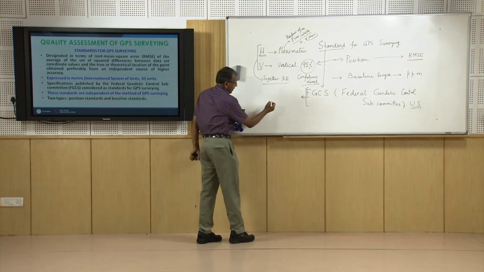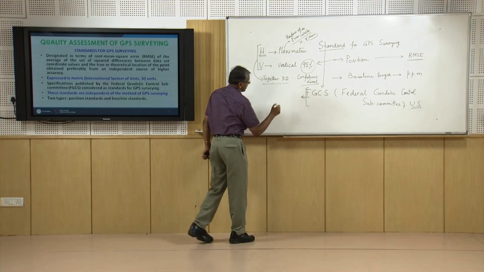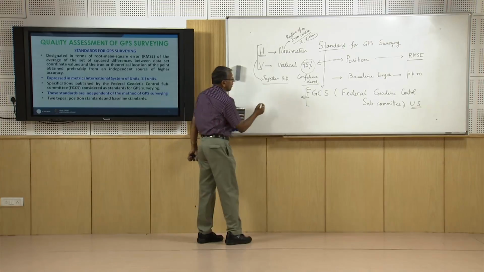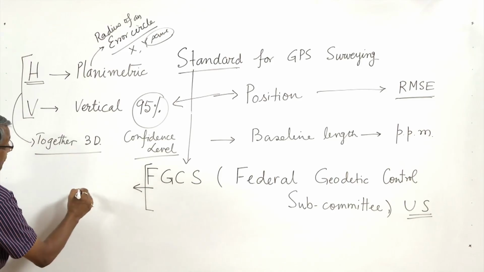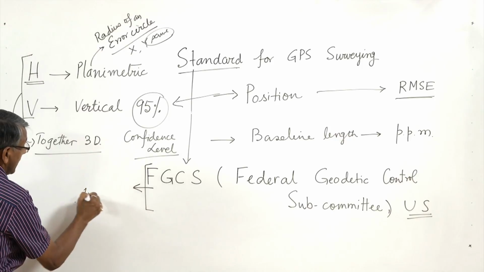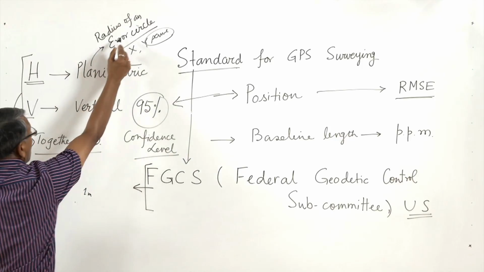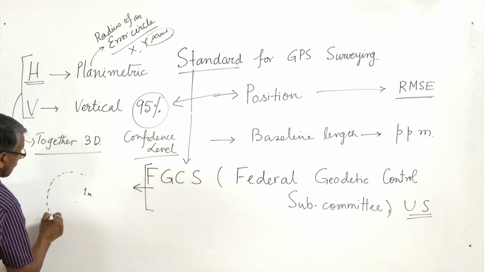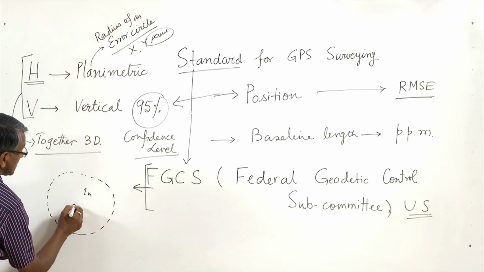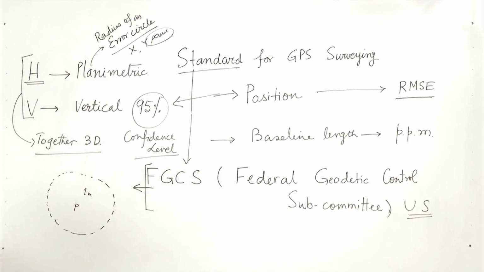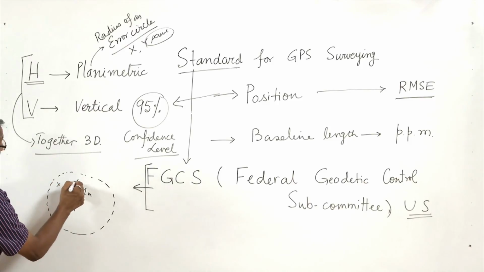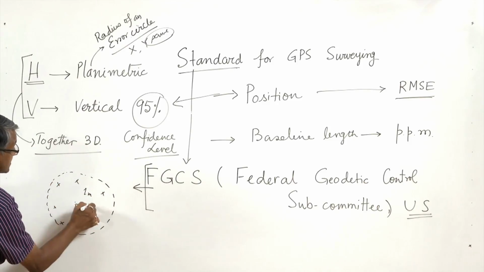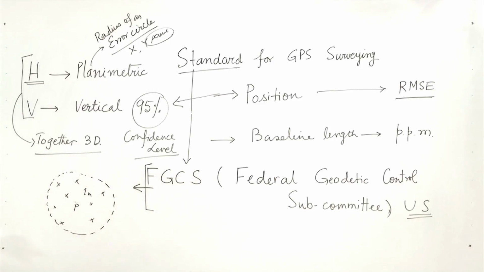Now suppose this is the true position of any point, and suppose the permissible error, the radius of the error circle, is 1 meter. If we draw a circle of 1 meter around the true position P, then the observed position in 95% of cases should be within this circle. Then we will say that this set of observations follows the standard we are looking for.